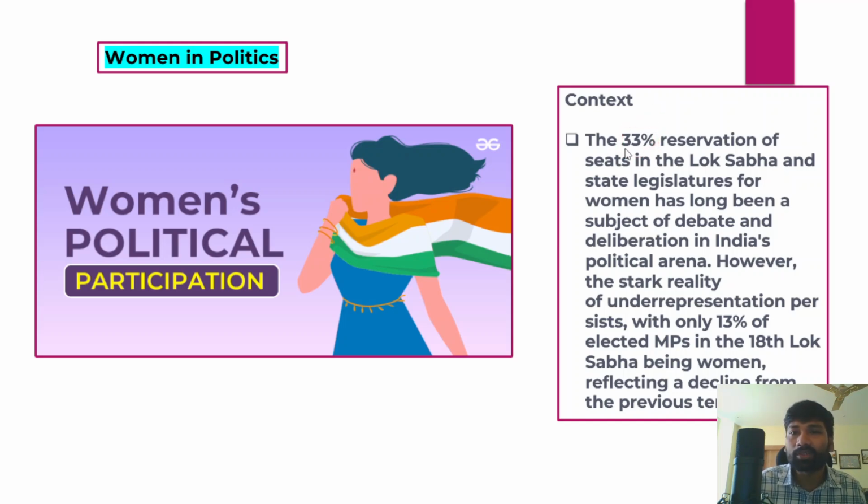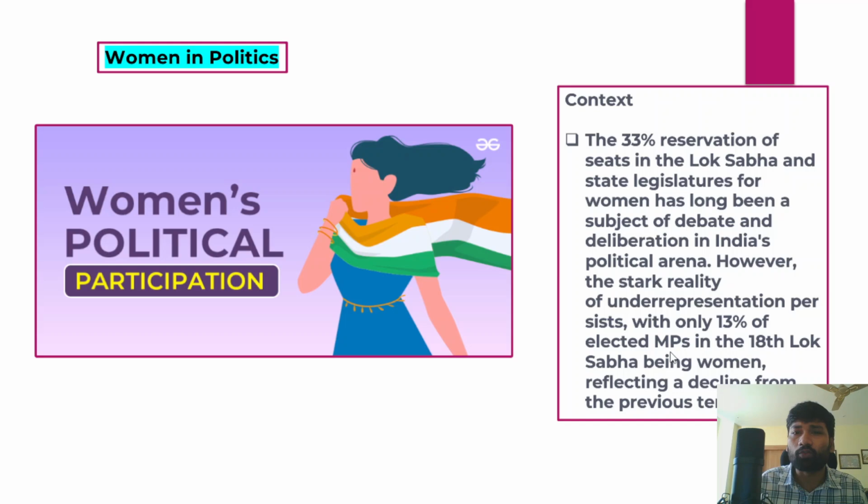However, this 33% reservation for women will be implemented only after the new delimitation of the constituencies is done. Only then will this 33% reservation for women be applicable. However, when we talk about the reality of women's participation in India, it is underrepresentation, right? Women are underrepresented in Parliament and state legislative assemblies also, because according to some data, in the recent 18th Lok Sabha general elections, only 13% of the MPs elected are women.